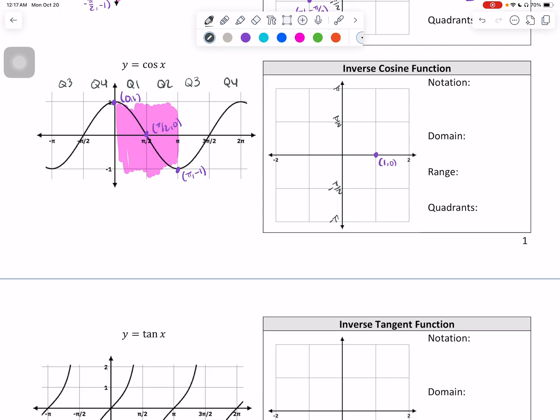Okay. Then we have the point (π/2, 0). So now we want (0, π/2). And we have (π, -1). Switch those. We want (-1, π).